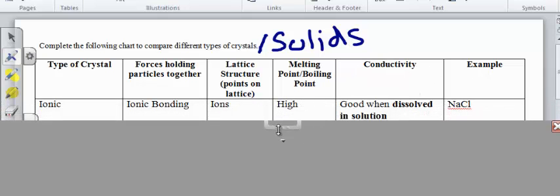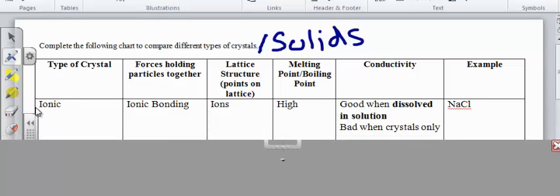Alright, so the first type of crystal we're going to talk about is going to be ionic. So you're going to want to fill this in, and also if you don't get all this jotted down, this will be on eChalk so that you can watch it again if you need to. Alright, the first type of crystal is ionic. So that's going to be a crystal where the particles are being held together by ionic bonds. Okay, so you're going to have cations and anions as your lattice structures.